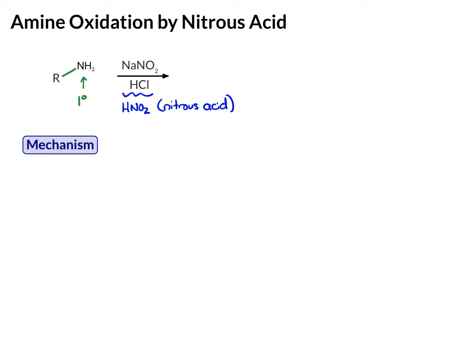So under these conditions, what happens is this amine is converted to something known as a diazonium ion. And that is a nitrogen triple bonded to another nitrogen with a positive charge here. And because we used HCl, we have the counter ion Cl-. This is called a diazonium ion.